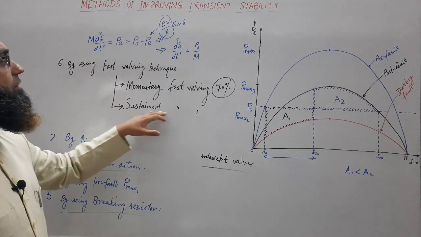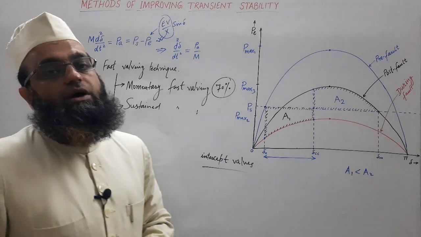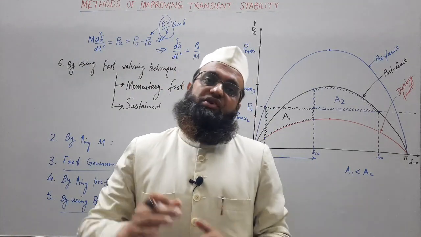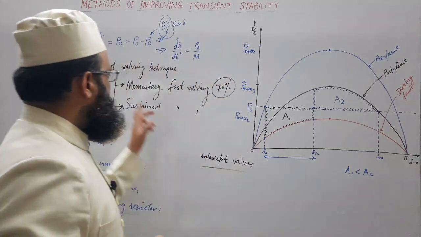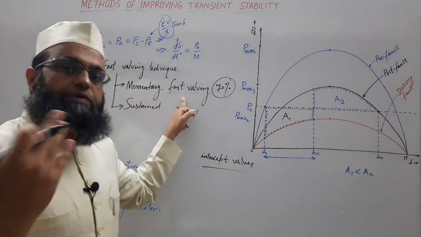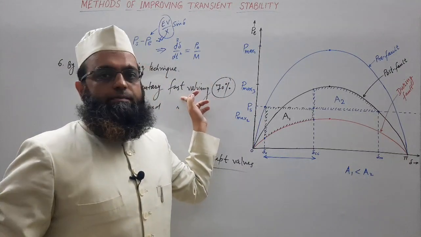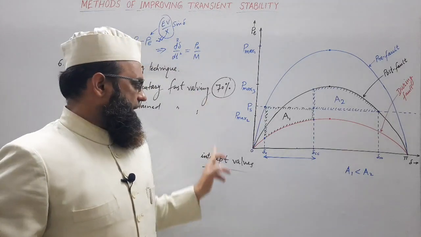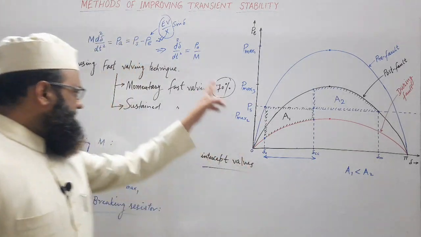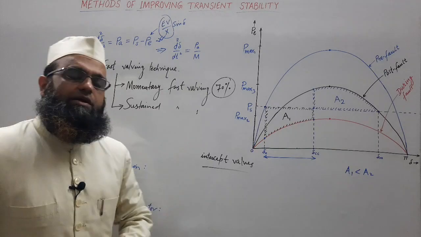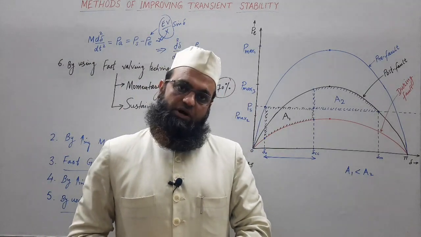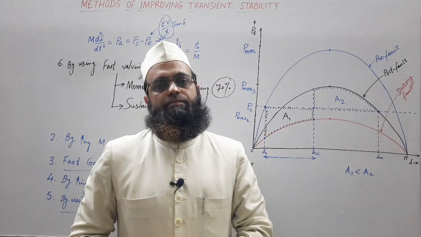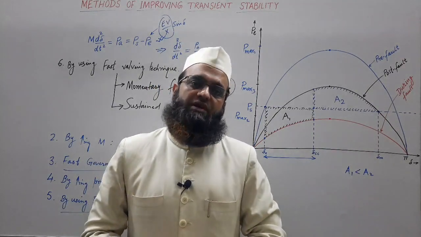Under sustained fast valving technique, the control valves are partially closed, not fully like that. In momentary fast valving, we are fully closing and fully opening the valves known as intercept valves. But in case of sustained fast valving, we are partially closing the control valves. Hence partial load rejection is there.